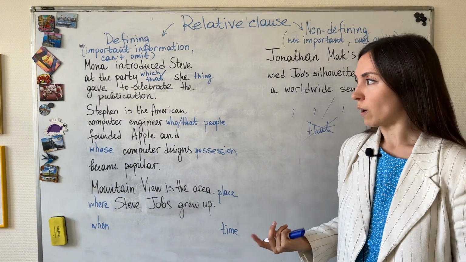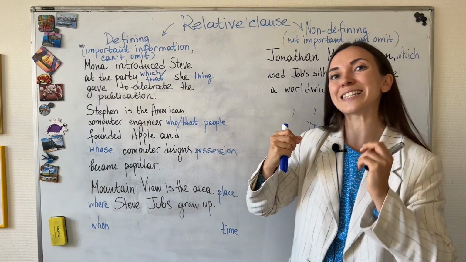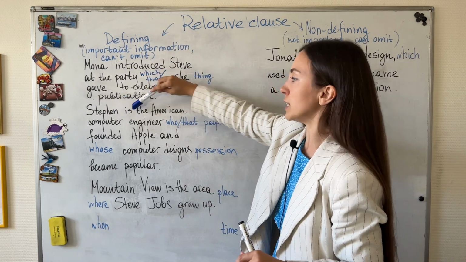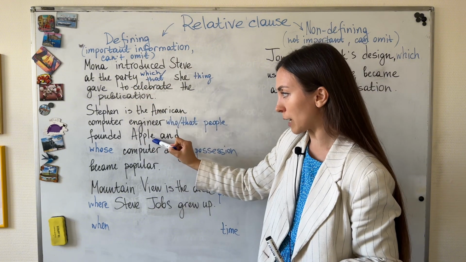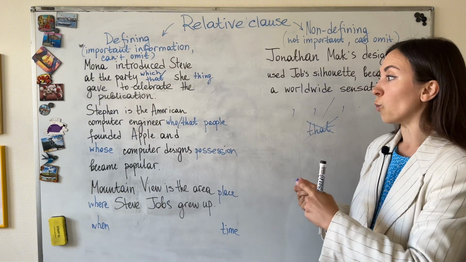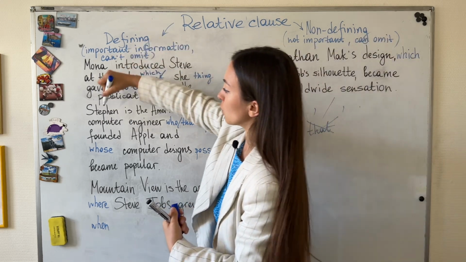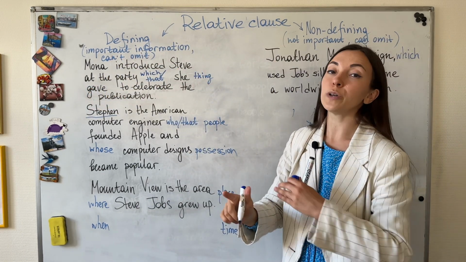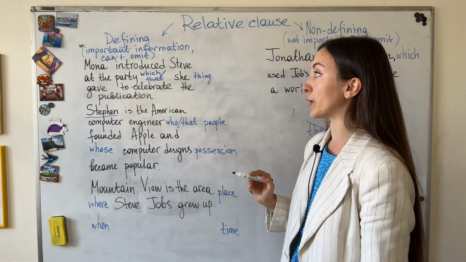What does it depend on? Okay, let's take a look at this sentence. How many subjects do we have here? So we have Steven is the American computer engineer. Steven founded Apple. And here we have, if we are talking about this part, only one subject, which is Steven. When we have one subject, we do not leave out relative pronouns.